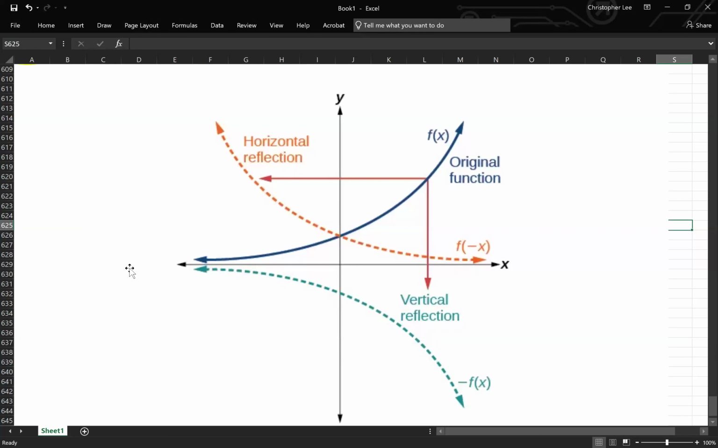For a horizontal reflection, again, I'm back to my dark blue line, my original function. I'm going to flip that over the y-axis. It's like I'm taking it from one side and turning it around onto the other side of the y-axis. That's how I get this orange line, which is my horizontal reflection.